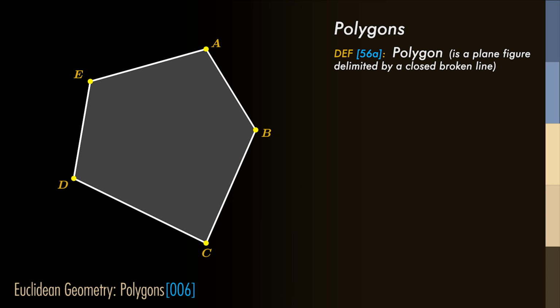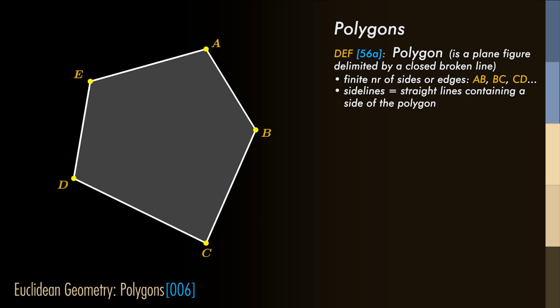So the polygon consists of a finite number of straight line segments. These segments are called the edges or sides of the polygon. They are AB, BC, CD, etc. in the figure. We call the sidelines of a polygon the lines that contain one side of the polygon. So this is an extended side of the polygon. Together, the straight line segments make up the perimeter of the polygon.